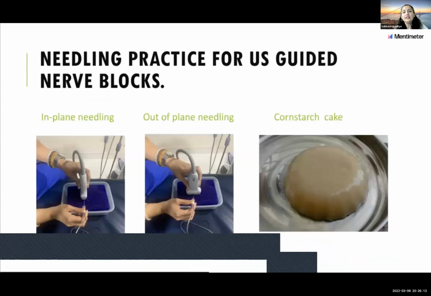So let's look at the needling practice. How can simulation help us achieve the hand-eye coordination, the visuospatial coordination that is required for us to improve our needling techniques? As we can see here, there are certain gel blocks which are commercially available and could be used for ultrasound guided nerve block teaching as well as learning. We can also have low-cost cornstarch cake modules, which can be made. Of course, their shelf life is less, but it could still be one of the low-cost modules that we could make in our own kitchens or the pantries in the sim labs and use it for needling.